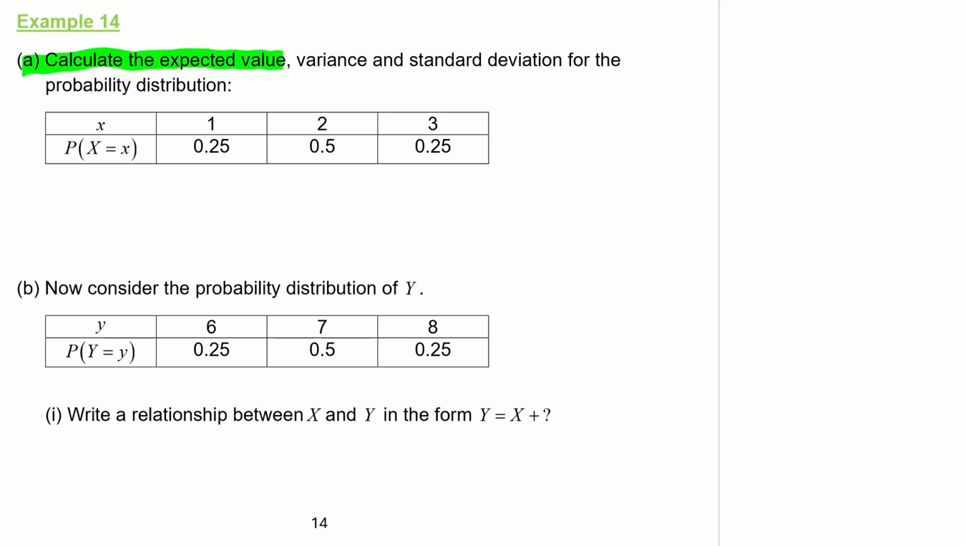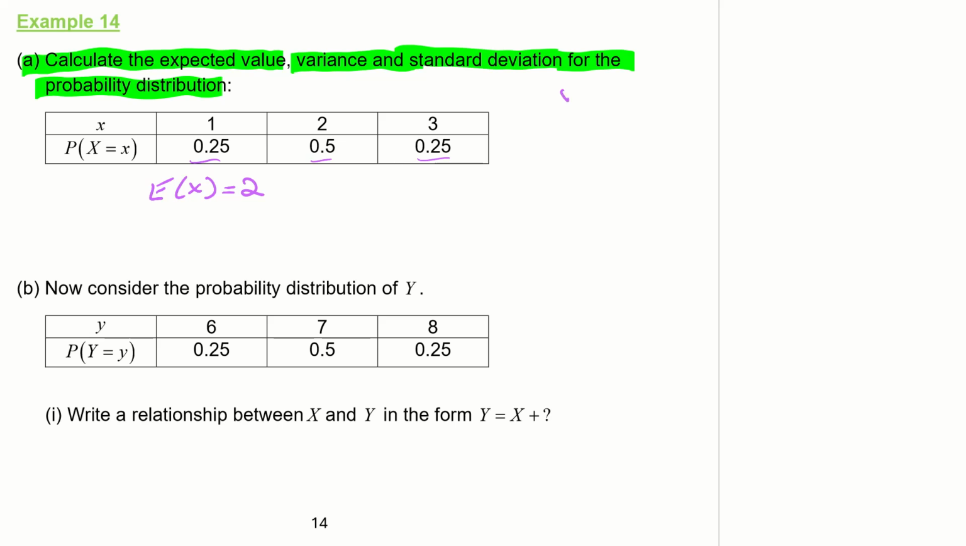Calculate the expected value, variance and standard deviation for the probability distribution of x shown below. Well, E of x is just going to be 2. I don't really need to calculate because we can see that the distribution is perfectly symmetrical, 0.25, 0.5, 0.25, and therefore it's just going to be right in the middle. So E of x is 2.